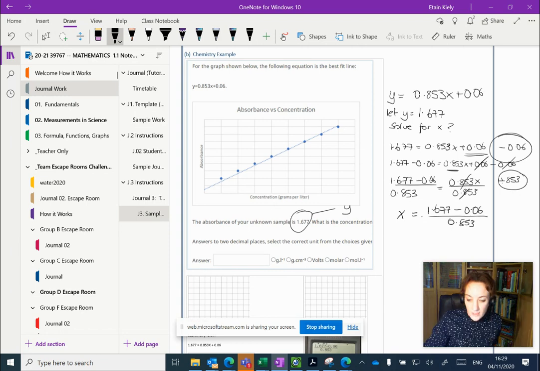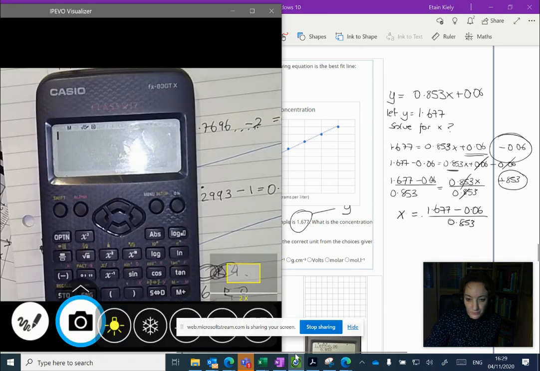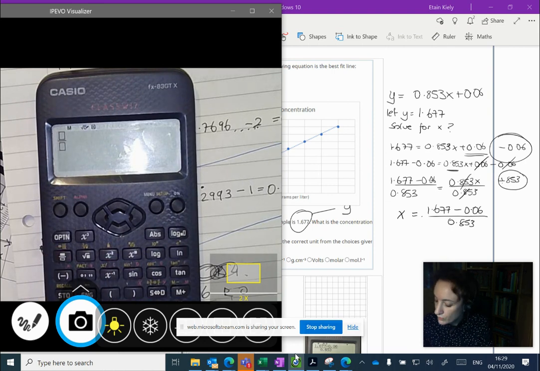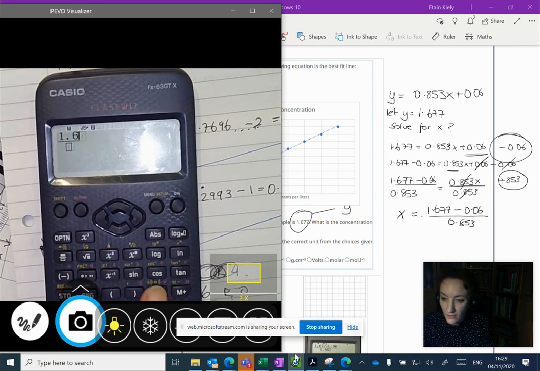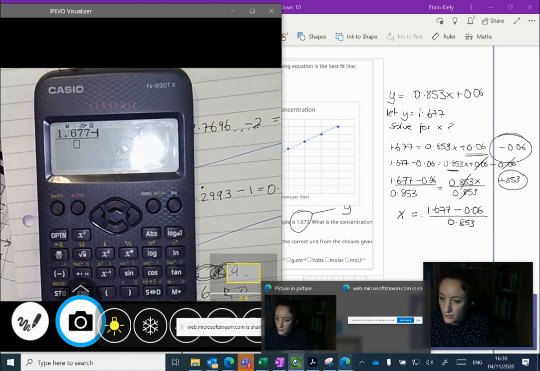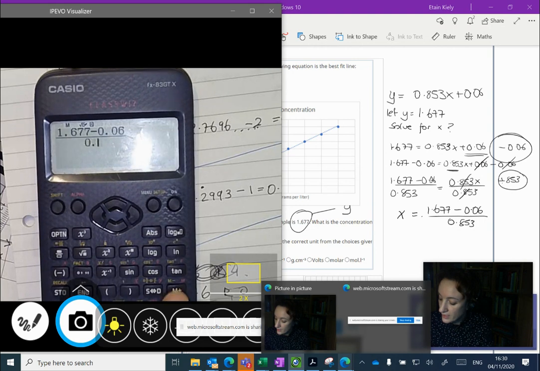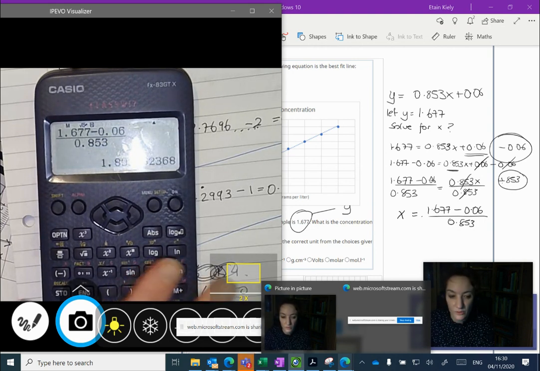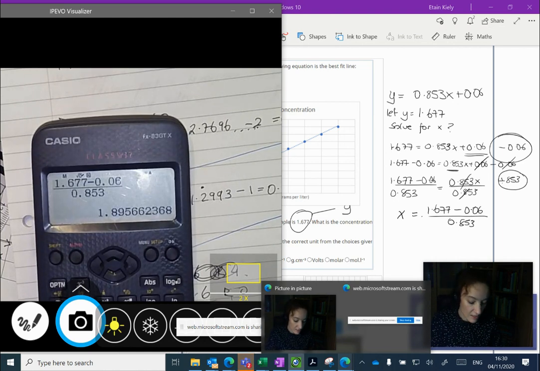Again, this is a moment we can bring out our beautiful calculator. We can type the whole thing in, put in our fraction. So we have 1.677 minus 0.06 all divided by 0.853.